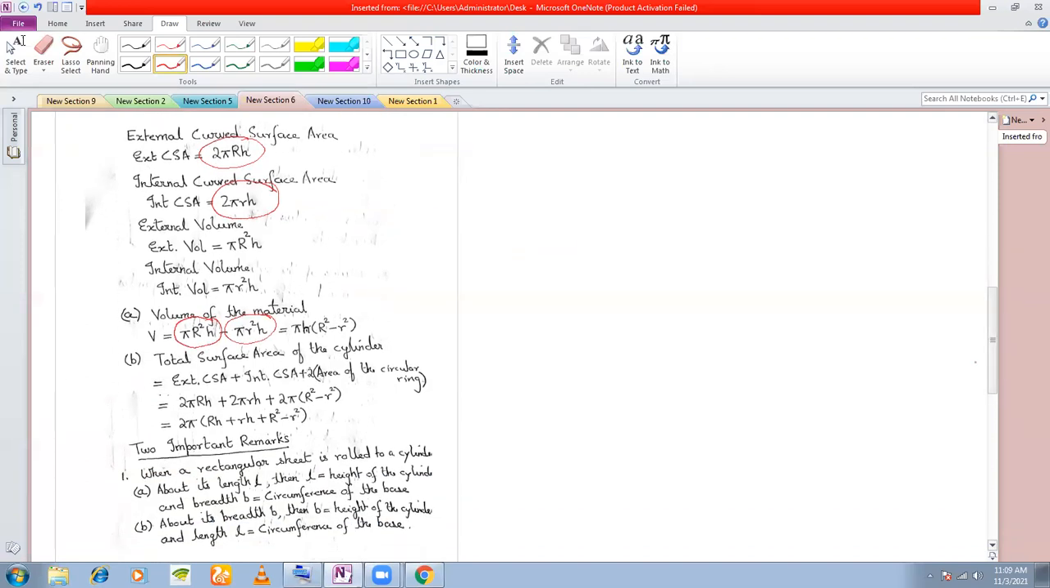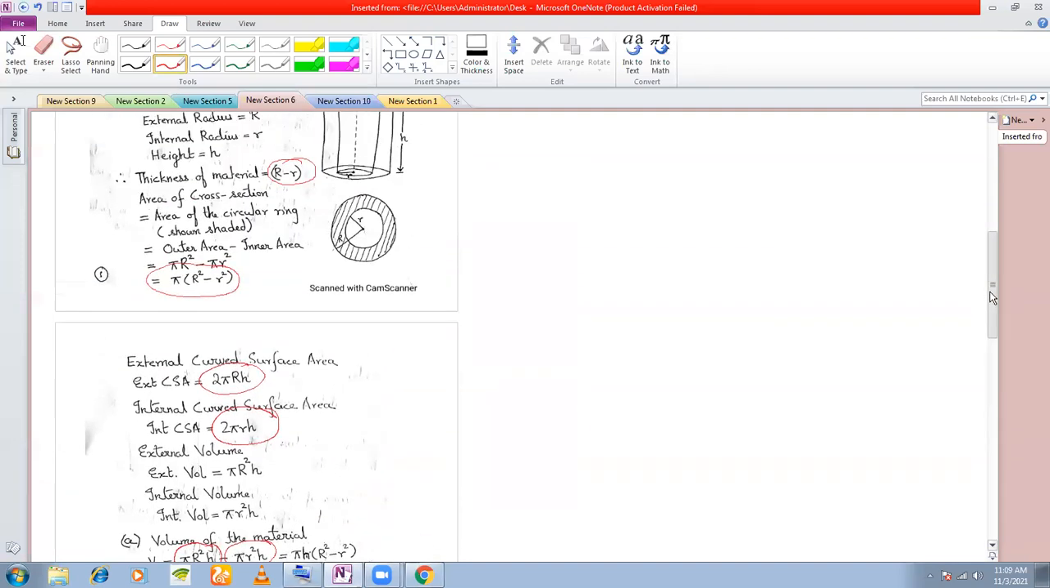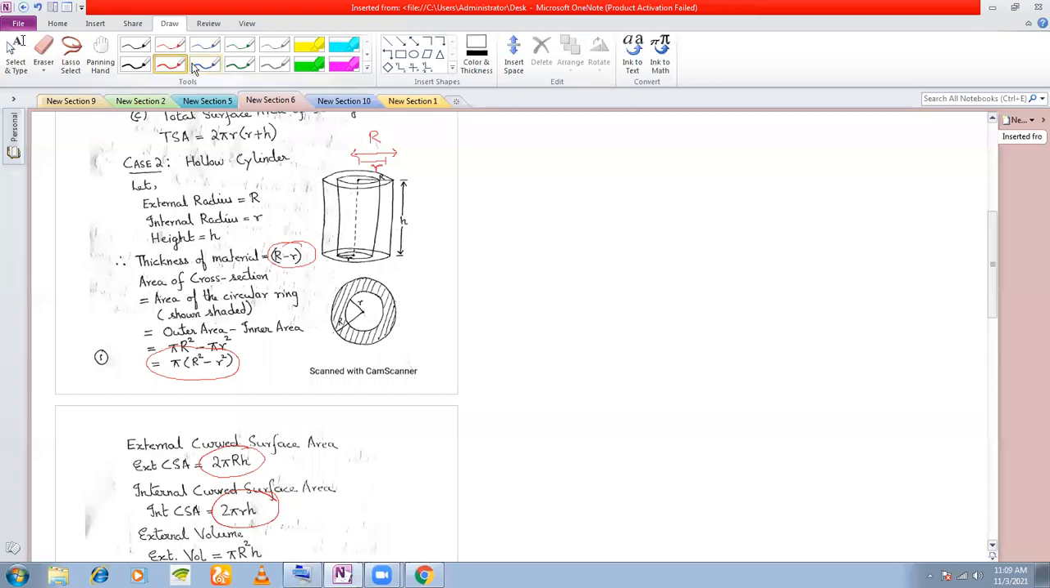Next, total surface area of the cylinder. Now this is interesting. Total surface area of the cylinder for a hollow cylinder. If you see this hollow cylinder, the total surface area will be the external surface area of the larger cylinder plus the internal surface area of this cylinder, because on the inside also you have a certain cavity, it also has a certain surface area, right? So the outer surface area plus the inner surface area, okay, plus you have this kind of a circular ring at the top and at the bottom, right?